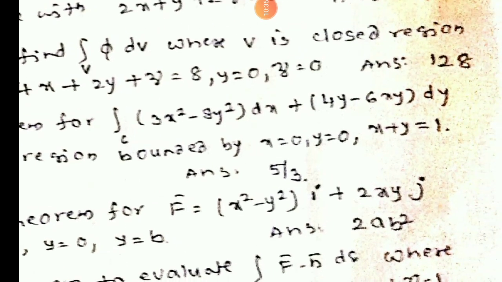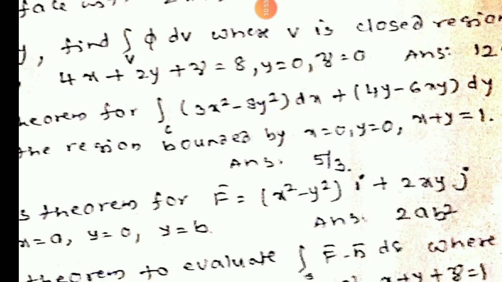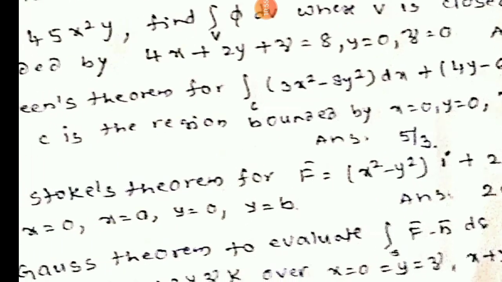So we need to have two limits, x variable and y variable. X limits, first you find out y limits, y equal to 0 and another from the equation y equal to 1 minus x. There y equal to 0, then you will get x limits are 0 to 1. Write down, simplify it, you will get the answer is 5 by 3.